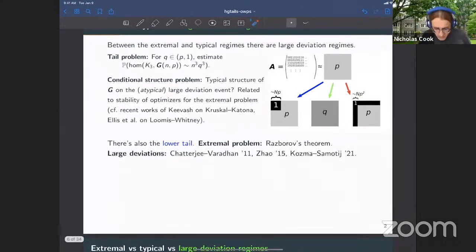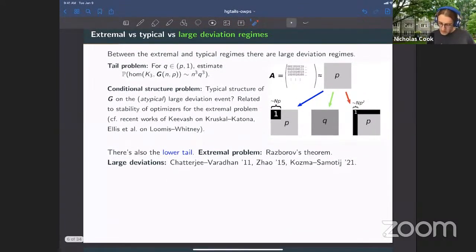Just to mention in passing, our talks are focused on upper tail problems. There's a lot of interesting work on corresponding lower tail problems. There are extremal lower tail problems, say for triangles: if you fix the number of edges, how few triangles can you have? The extremal problem was solved by Razborov using flag algebras technology, and there's also been work on the large deviations problem, up to very recently a nice work of Kozma and Samotij for the sparse case, but I won't say anything about this.